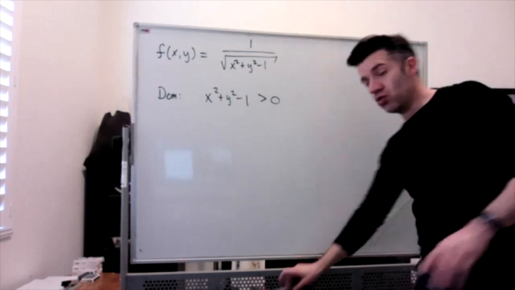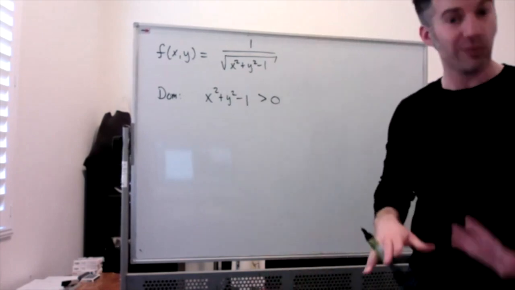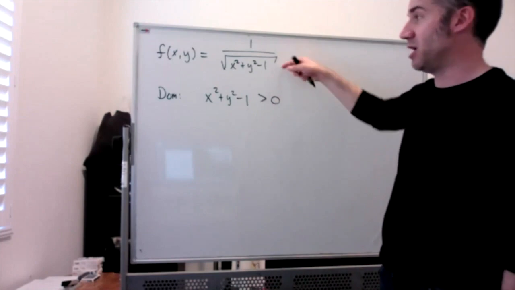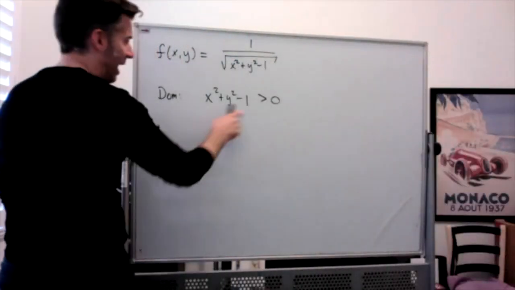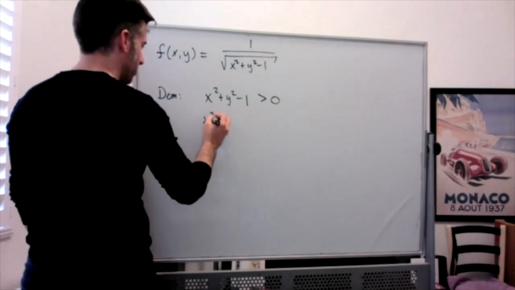So again, usually the insides of a square root are greater than or equal to 0. But in this case, since it's in the denominator, we don't want 0 either. All right, so I would add 1 to those sides.